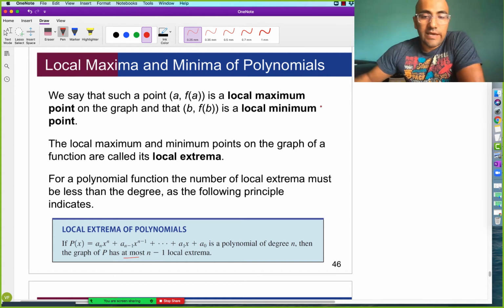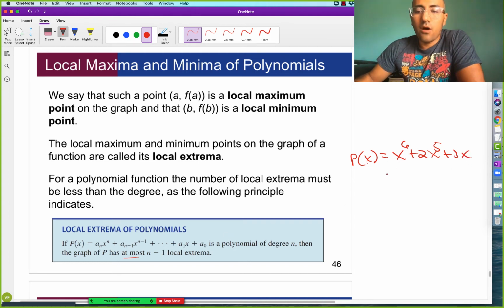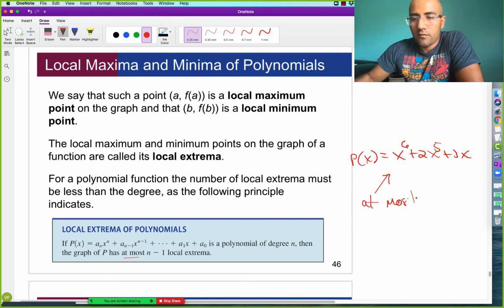So this is saying that if we have a polynomial given to you of the form p of x equals x to the 6th power plus 2x to the 5th power plus 3x, for example, this theorem is saying that it has to have at most 5, right? n minus 1, 5 bumps, right? Local max slash local min.